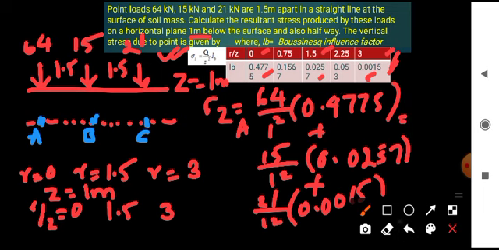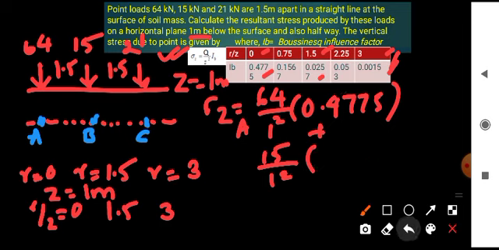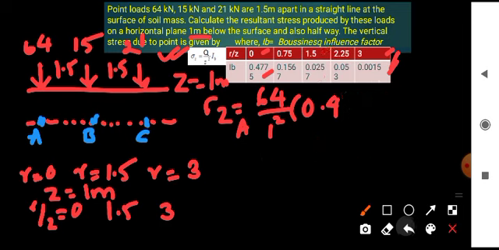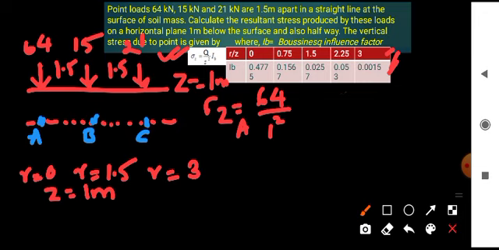Now we will move further to the next condition. We will check now, so just wait here. We will take now sigma ZB. Try to remember all the steps that we have taken. So sigma ZB I have to make. Sigma ZB is nothing but 64 divided by 1 square. Again there are three influences: the 64 kilonewton, 15 kilonewton as well as 21 kilonewton.